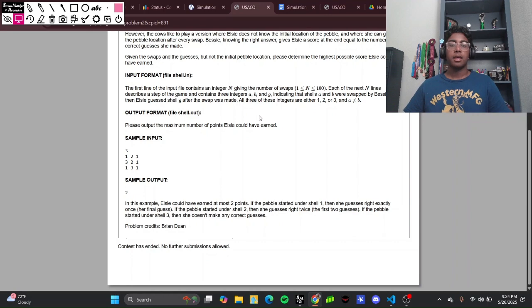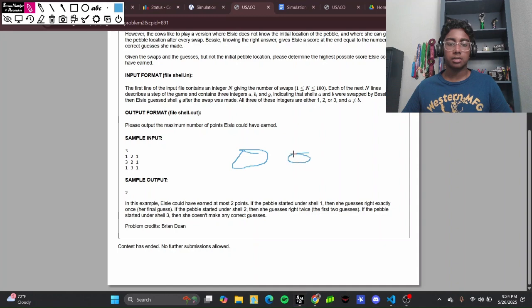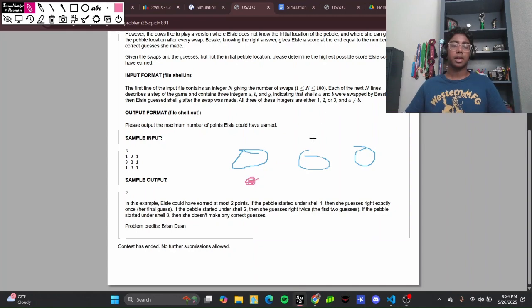Okay, so we have our three shells, and we have a pebble under one of the shells. Now, all we do is brute force this, where we simulate all of these swaps and guesses. So let me number the shells: shell 1, shell 2, shell 3.